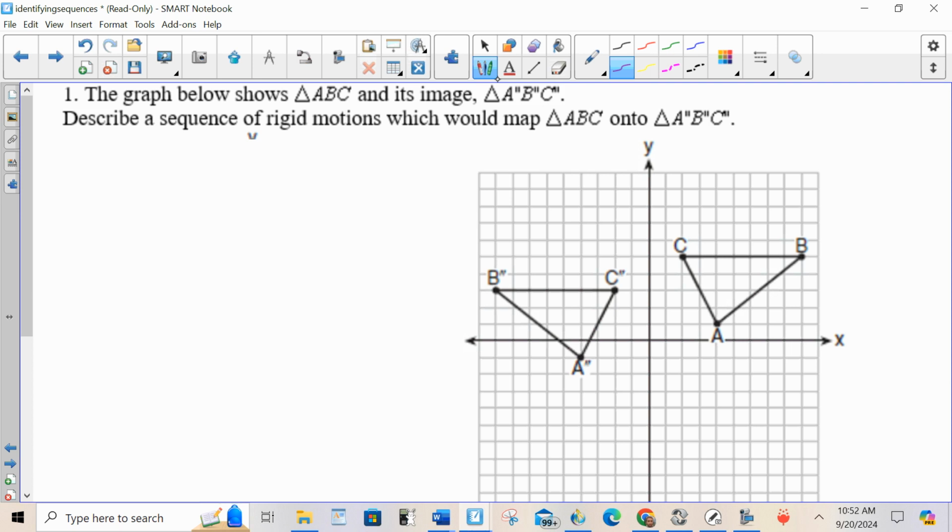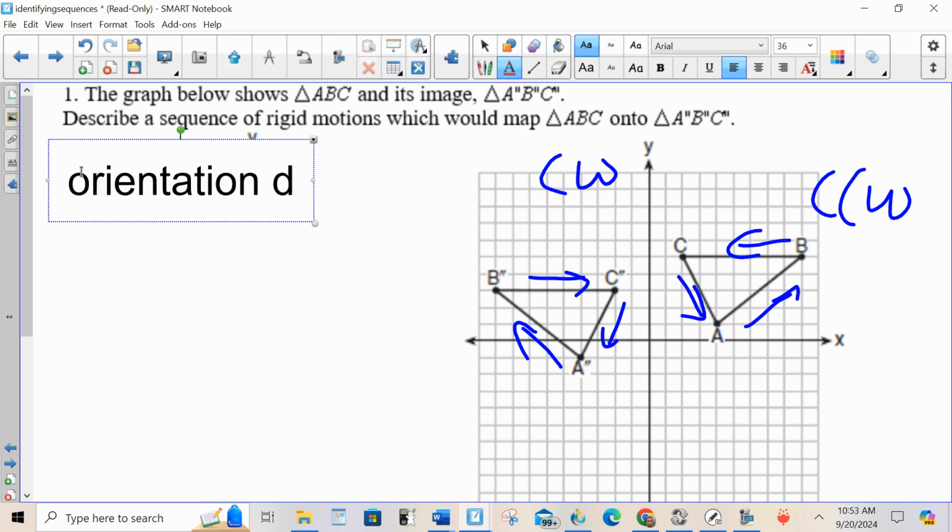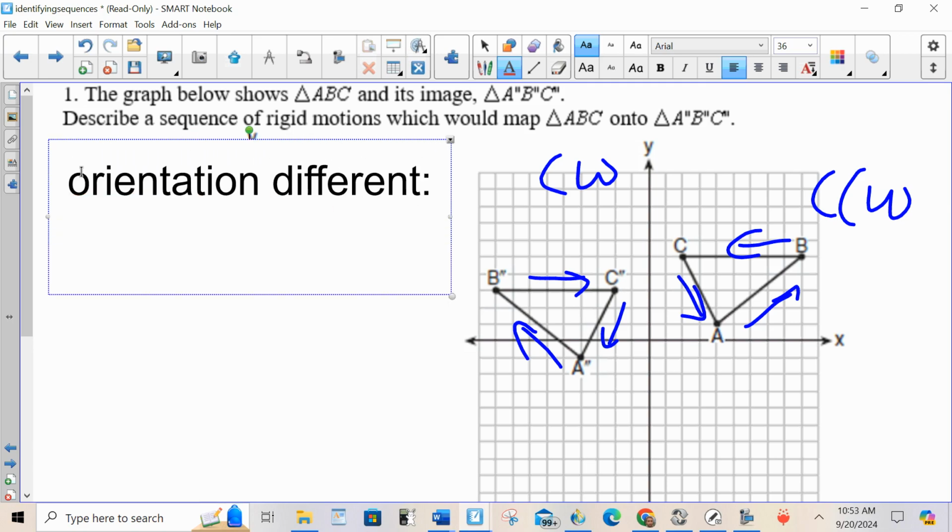So we check for orientation. ABC is going counterclockwise. A''B''C'' is going clockwise. The orientation is different. Therefore, it must be a reflection.